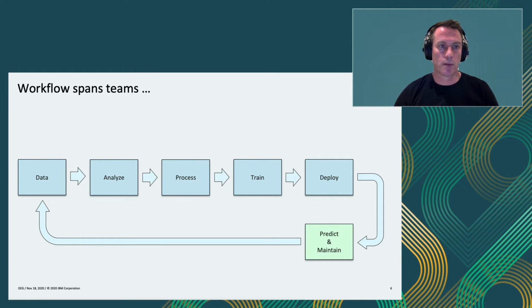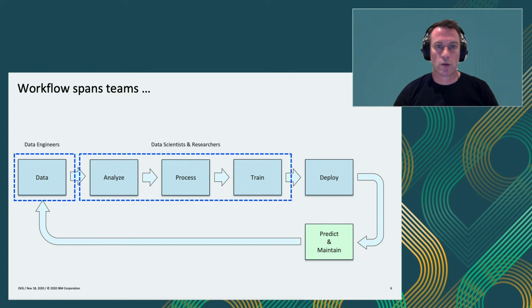Now this workflow spans teams. When you talk about data side, that's typically the domain of your data engineers who are responsible for your data storage, providing schemas and managing access, data governance, and so on. This loop or workflow in the middle is the provenance of your data scientists and researchers. So they're typically pulling data into their process, doing the analytics, pre-processing and feature selection and extraction, model training. And then the final team is machine learning engineers and production engineers who are responsible for the production infrastructure who are actually deploying models at scale.